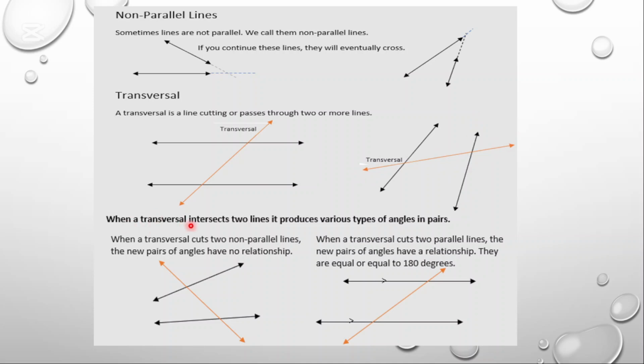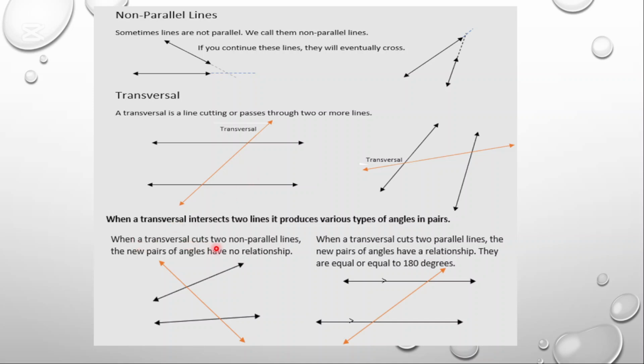So when a transversal intersects, cuts or passes through 2 lines, it produces various types of angles in pairs. We can see 8 angles over here, right? So I'll just repeat that. When a transversal intersects 2 lines, it produces various types of angles in pairs.